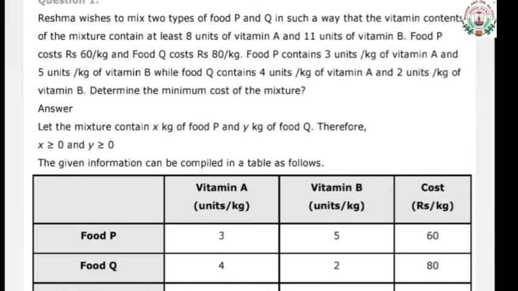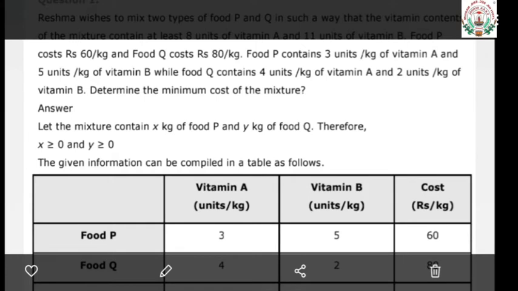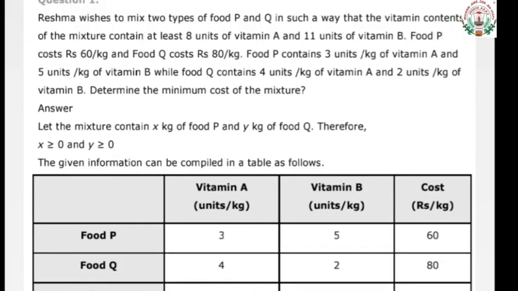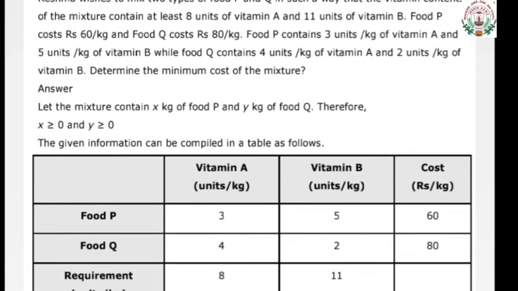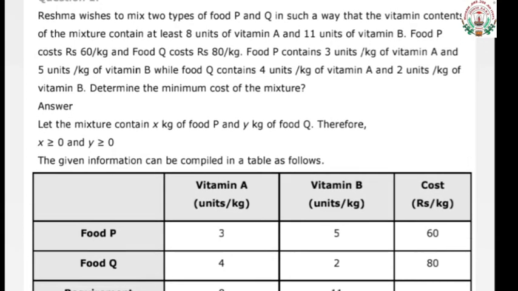Food P contains 3 units per kg of vitamin A and 5 units per kg of vitamin B, while food Q contains 4 units per kg of vitamin A and 2 units per kg of vitamin B. Determine the minimum cost of the mixture. So first we take the mixture contains x kg of food P and y kg of food Q. Constraints will always be greater than or equal to 0, so we can take x greater than or equal to 0, y greater than or equal to 0.